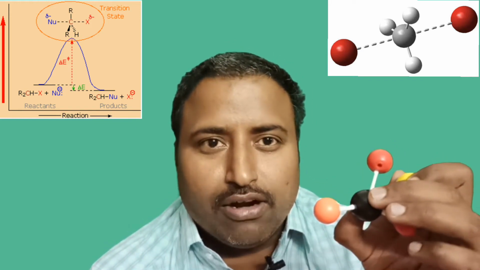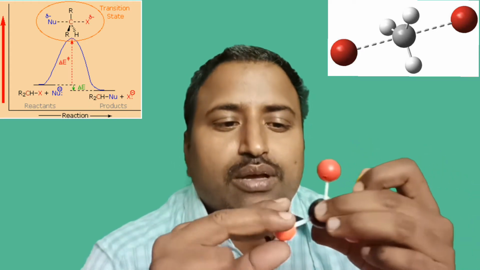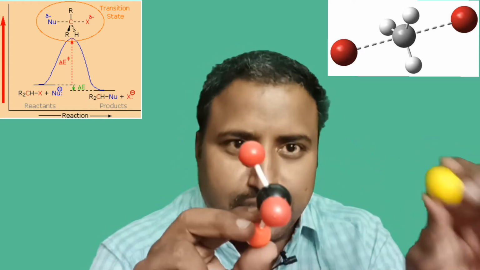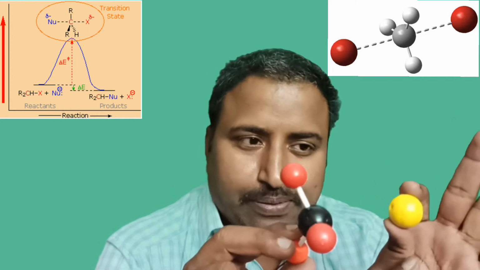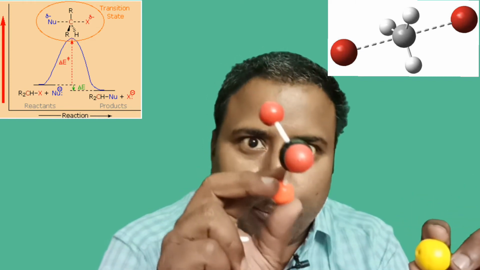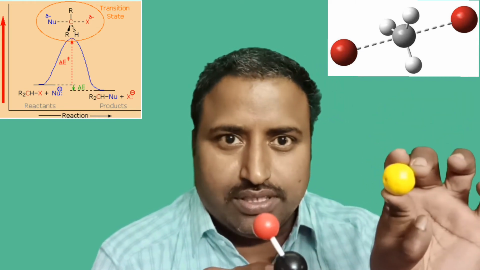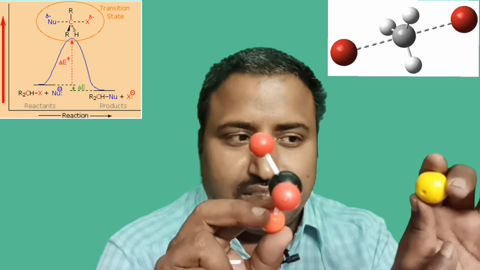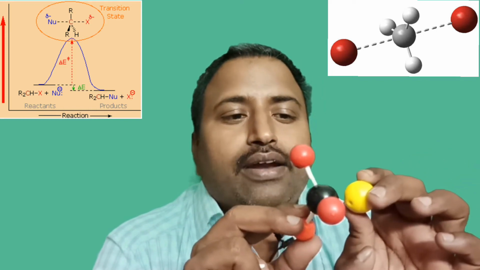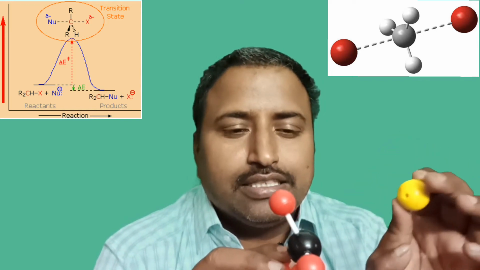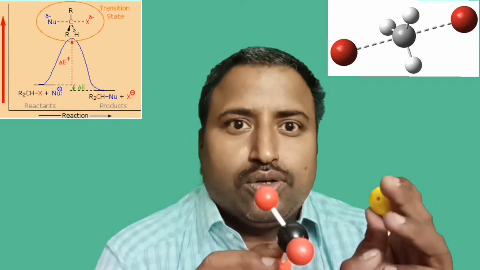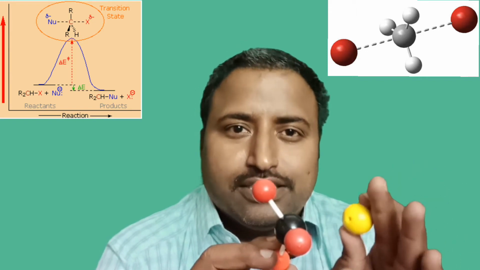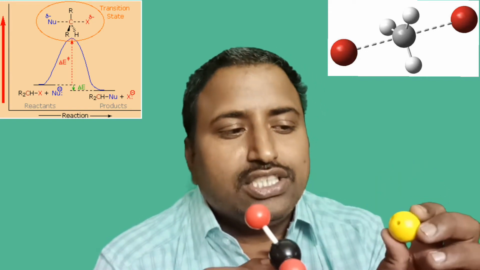This reaction is called the SN2 reaction because this is a reactant, this is a nucleophile, and both participate in one step. Then the rate of reaction depends on the concentration of this and the concentration of this. Then the reaction is called nucleophilic substitution second order reaction, because the rate is directly proportional to the concentration of this as well as this.